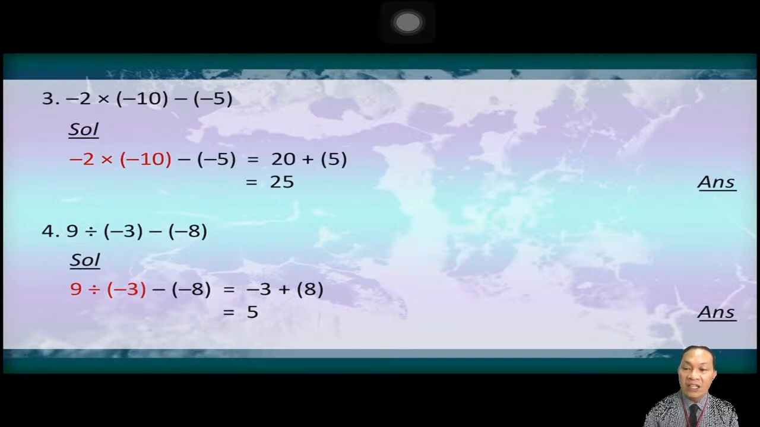Negative divided by negative is positive. We already had the rules last week. I will type: positive divided by positive equals positive. All right, it's easy. Our topic for today is very easy, not difficult.